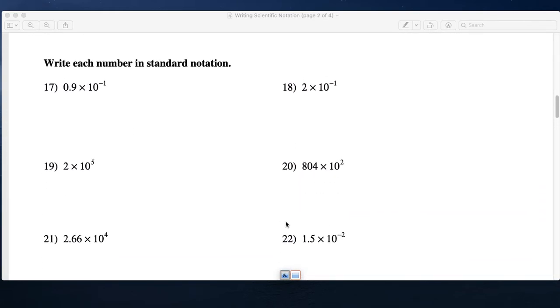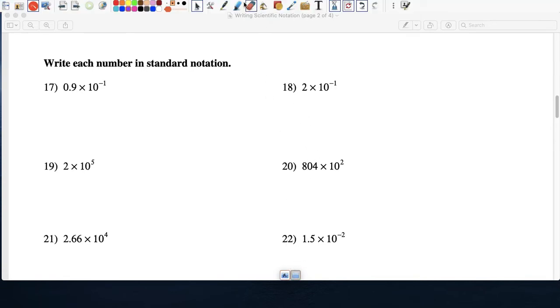Okay, so 2 times 10 to the negative first power. We're going to write that in standard notation. So here's a 2, where's my decimal. In this case, we're going to move that way because it's a negative exponent, right? So it's going to become 0.2.